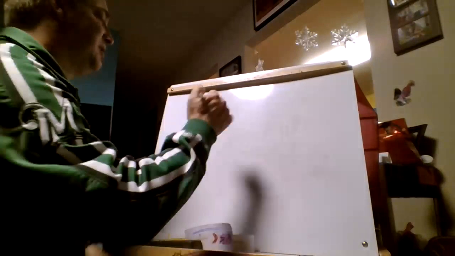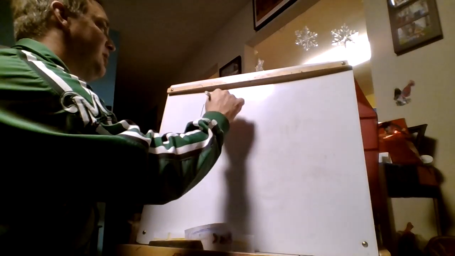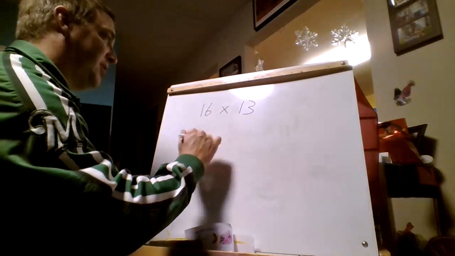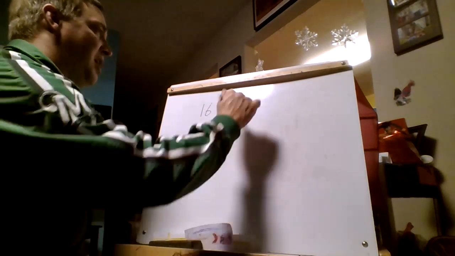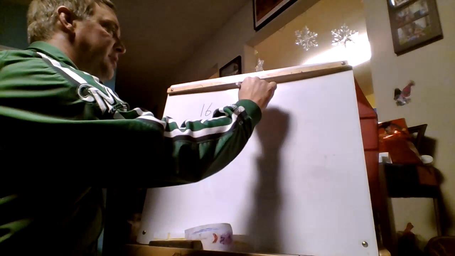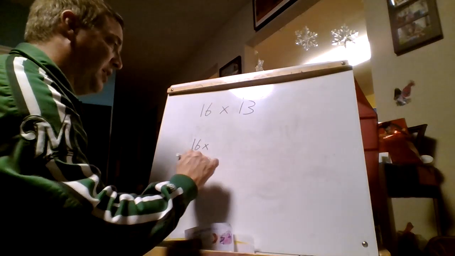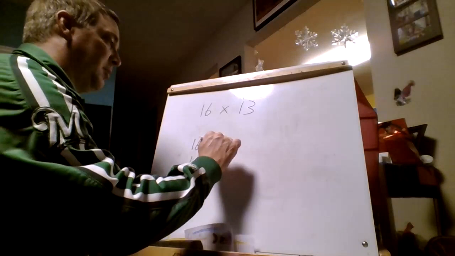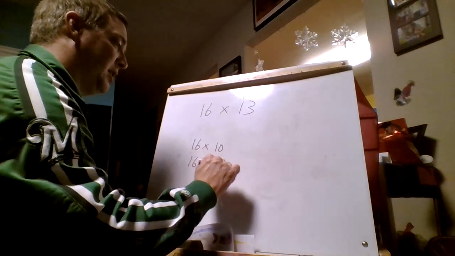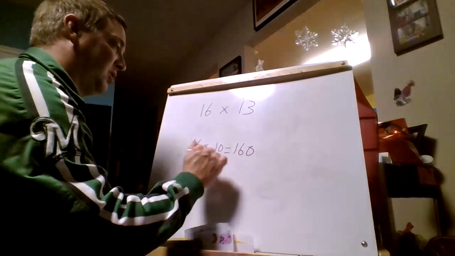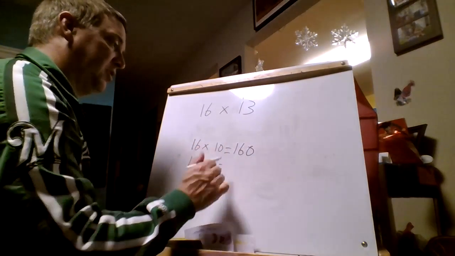Let's say we have, let's do 16 times 13. Again, I would do it as 16 times, I break down 13 and make that 10 plus 3 is 13. 16 is the bigger number, so I'm using that. And then I do 16 times 10 and 16 times 3. 16 times 10 is going to be 160 because 16 times 1 is 16, and we add the 0.